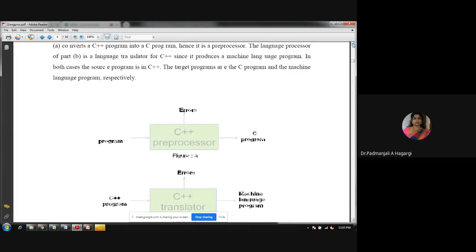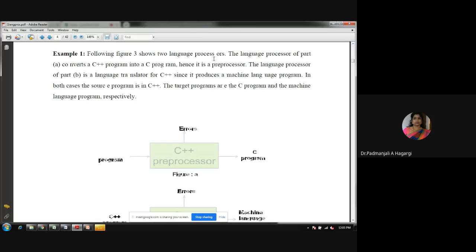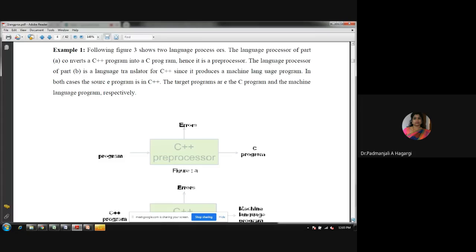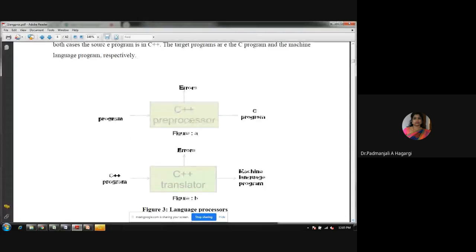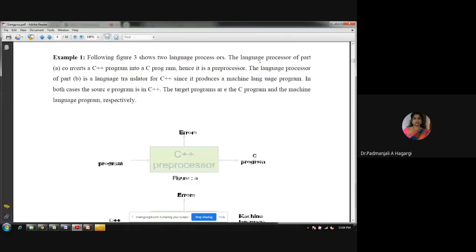Because you see here program one. The following example has two language processors, that is the C++ preprocessor and the translator. The language processor of part A converts the C++ program into a C program. Hence, it is called the preprocessor. Why is it called a preprocessor? Because the source program is C, but I have the compiler as C++. That is why it is called the preprocessor.